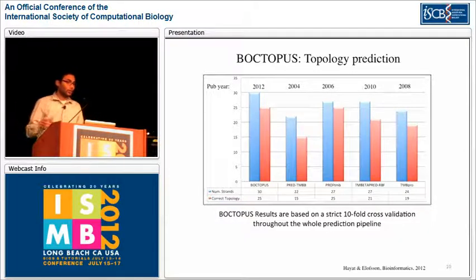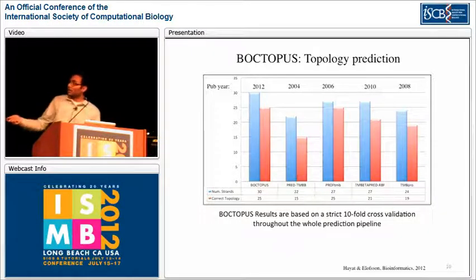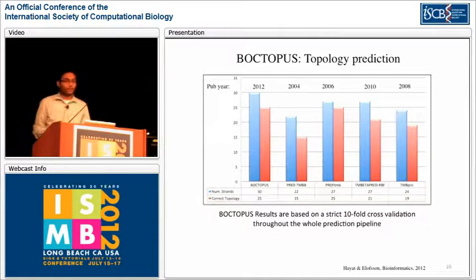But I guess the results that we got from other methods are from their web servers, so it's plus or minus 1 or 2 maybe. The other interesting thing is that the publications are all from 2004, 6, 8, 10, 12. Well, there are some others, but they were not performing that well. So there are not many topology predictors available for beta barrels.